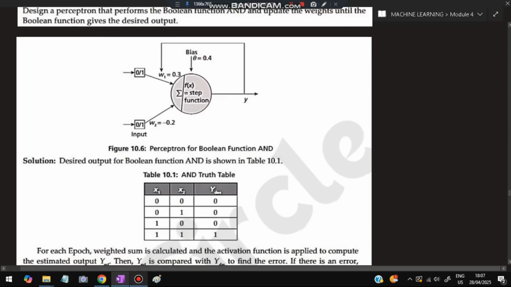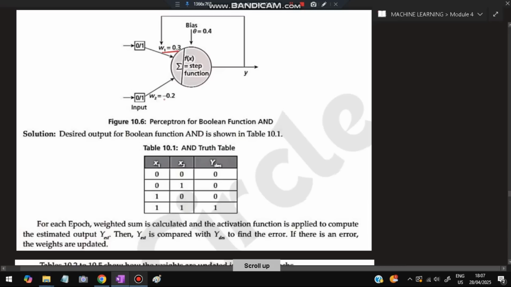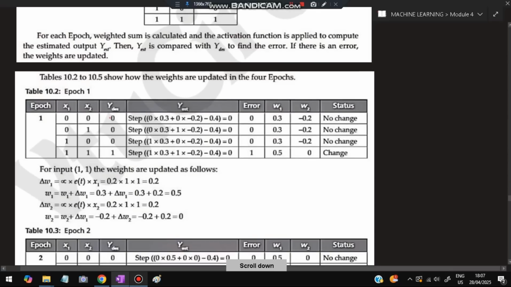In the exam, you have to make this diagram first. The bias value will come here, and here we'll write the step function. Here the W2 value will be written, here the W1 value, and here is the input. Either it will be 0 or 1. Now, if it is 0 and 0, the desired output is 0, because it is an AND function. 0 and 1 is also 0, 1 and 0 is also 0, and 1 and 1 will be 1. So this is the desired output. Now using these weights, am I getting this output or not? That is my question. So how do we check it? We can check it using this one.